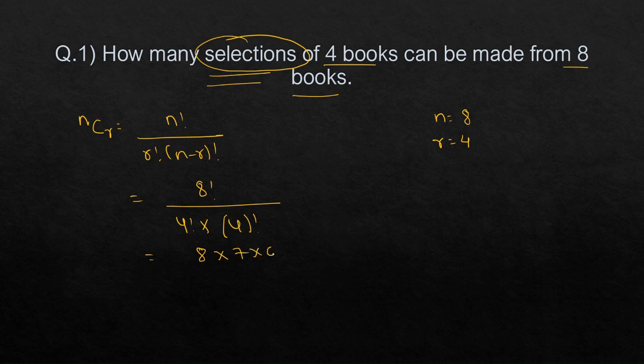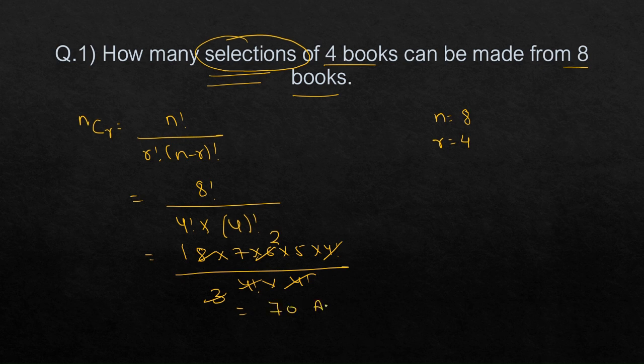Solving this, 4 factorial gets cancelled and 4 factorial is 24. So it is 8 times 7 times 6 times 5 divided by 4 times 3 times 2 times 1, which will be 70. So 70 will be our answer to this question. There are a total of 70 ways of selecting 4 books out of 8 books.